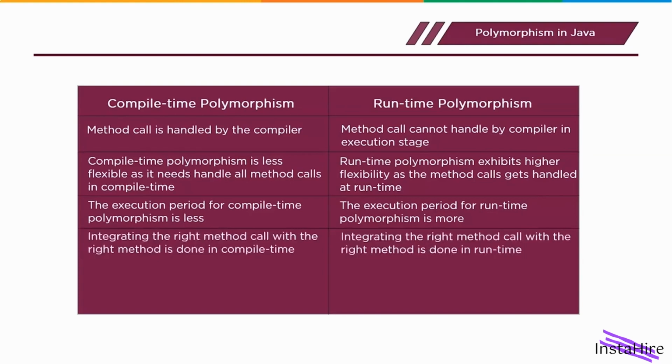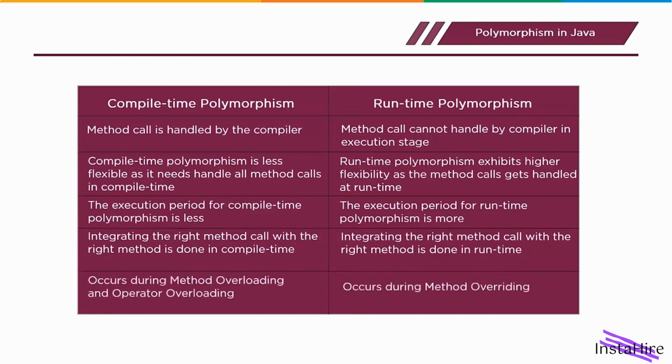Integrating the right method call with the right method is done during the compilation time. On the other hand, integration of the right method call with the right method is done during the runtime. The last difference between the both is that compile time polymorphism occurs during method overloading and operator overloading, whereas on the other hand, runtime polymorphism occurs only during method overriding.